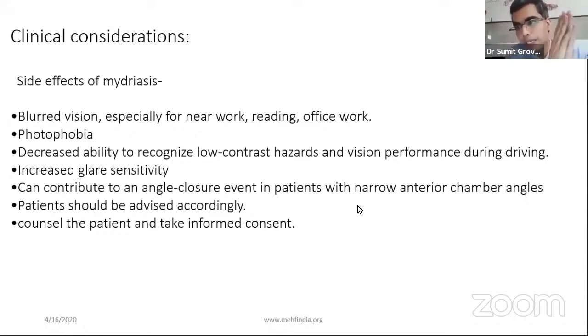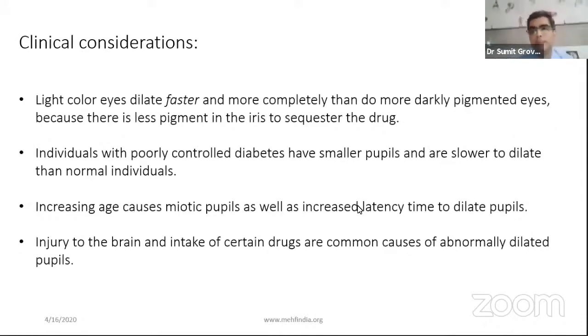If the patient has not come with an attendant, or has come driving some vehicle, there might be some problem. Counsel the patient and always take an informed consent. Other thing is that sometimes people get frustrated that I have put the drug so many times and the patient is not getting dilated. The light colored eye dilates faster and more completely than the darkly pigmented eye, because the iris pigment sequesters the drug less. Then individuals with poorly controlled diabetes, because diabetes affects the small nerves and vessels. Increasing age also causes miotic pupil and increased latency time to dilate, as well as injury to the brain and intake of certain drugs, which we have discussed just now, can lead to abnormally dilated or constricted pupils.